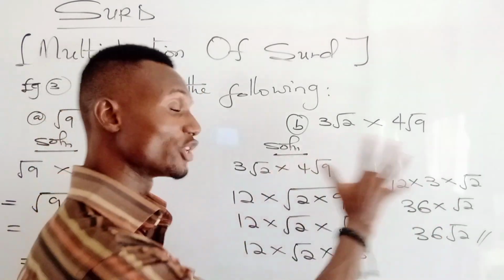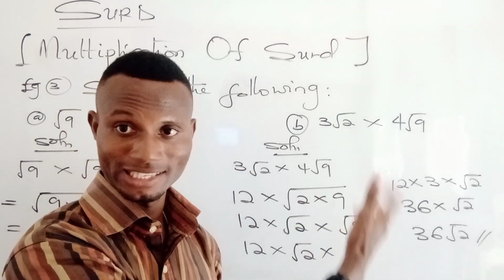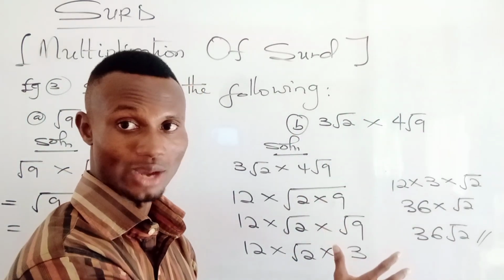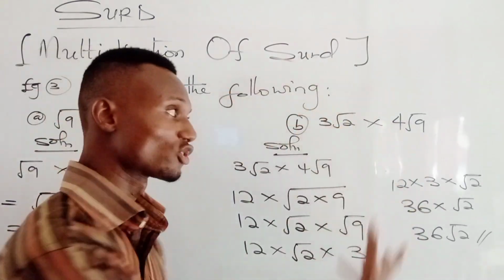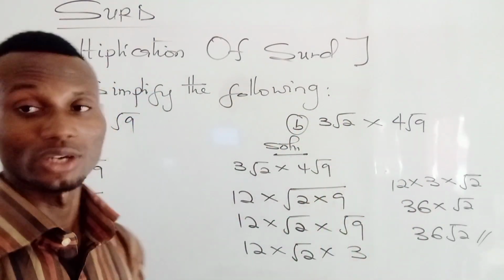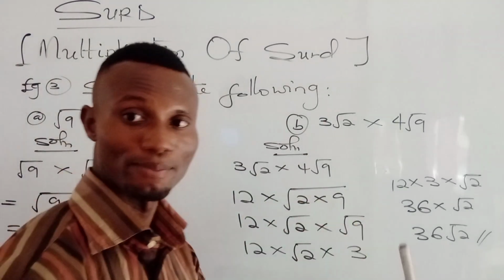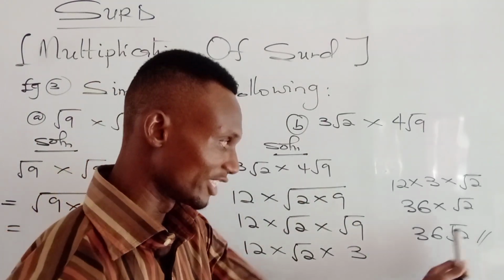Okay, so I'm going to clean this one and I'm going to show you that approach as well. I hope you understood this one. Let me clean it and let's look at the other method that you can use to handle this one. So keep the answer in mind. The answer is 36 root 2.